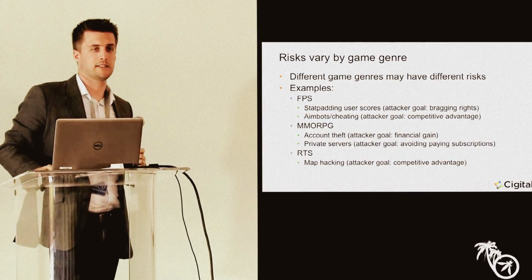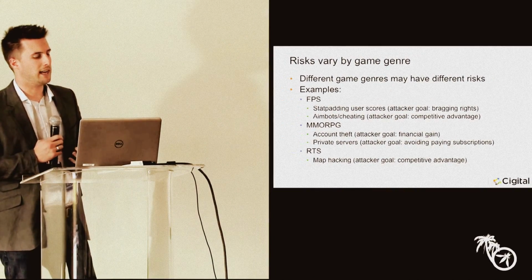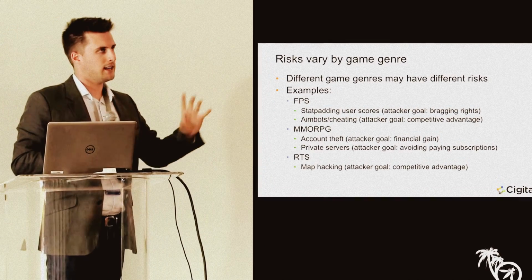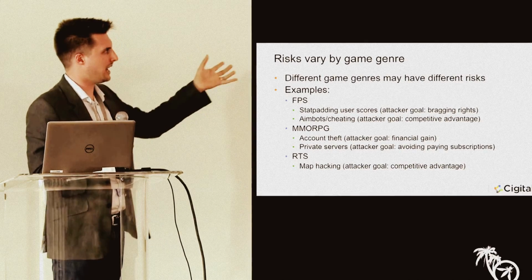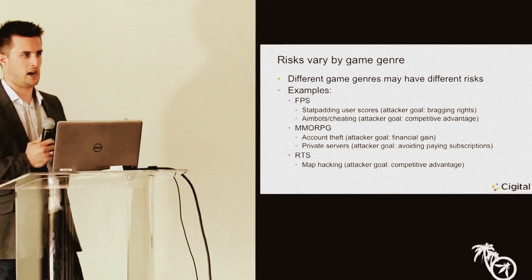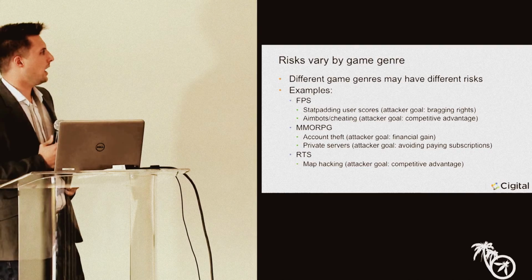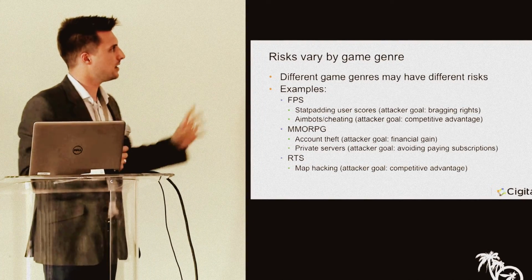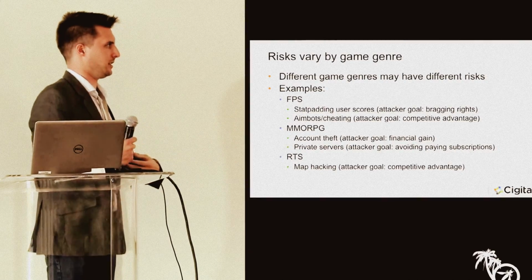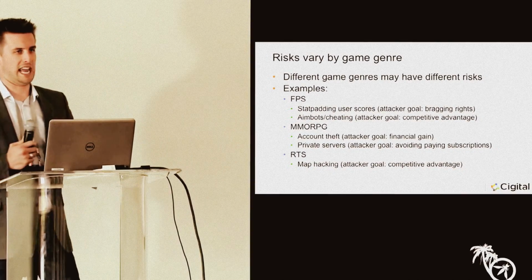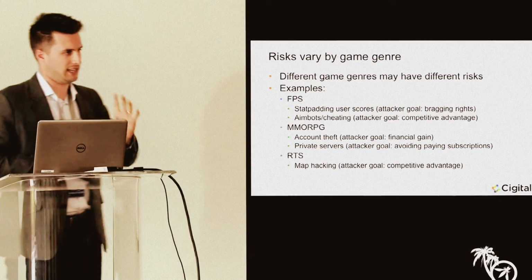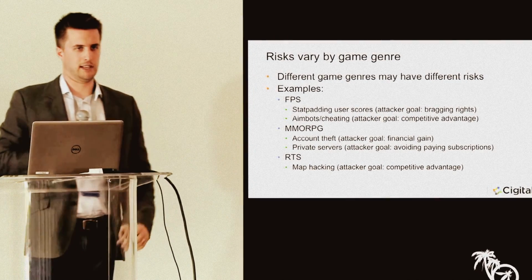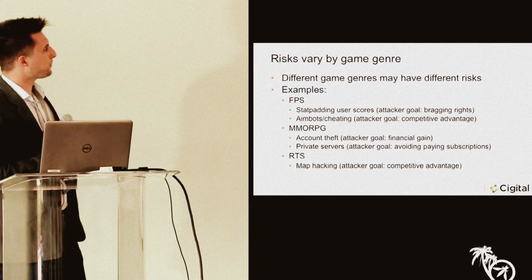So the business risks as well will vary by game genre. A first-person shooter is going to have crossover, but it's also going to have differing risks than, say, an online role-playing game. So bragging rights and competitive advantage are going to be huge goals of attackers playing a first-person shooter. They might do this by stat padding or creating aimbots or wall hacks so that they can see through walls and gain some advantage over other players as opposed to playing the game fairly.